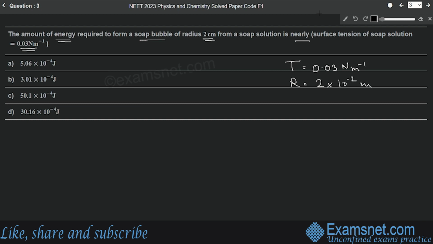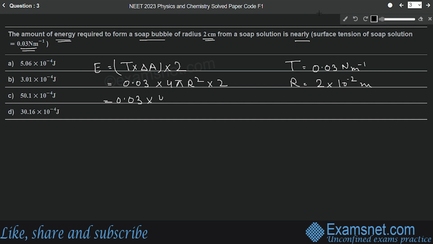Now we have to find the amount of energy required to form this soap bubble. So that will be equal to surface tension into delta A, where A is the surface area, into 2, because in a soap bubble we have two surfaces. Then here surface tension is equal to 0.03, and the area will be 4 pi r square into 2. Okay, so let's put the values.